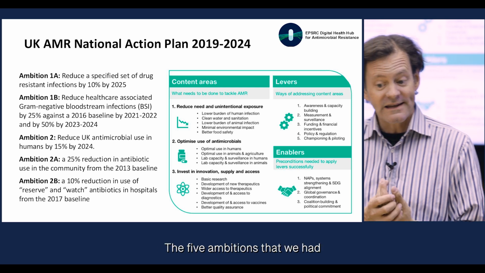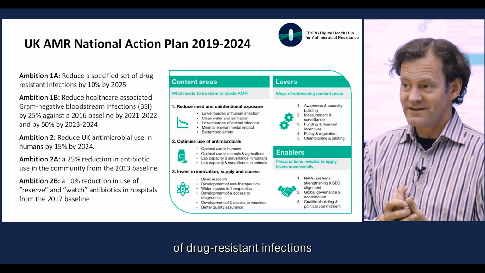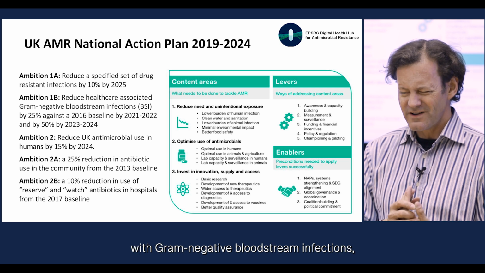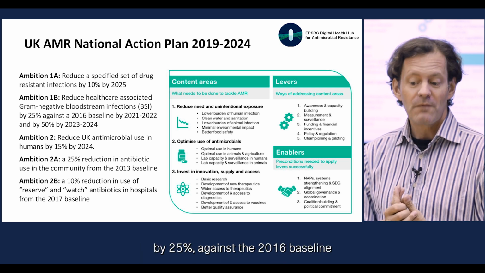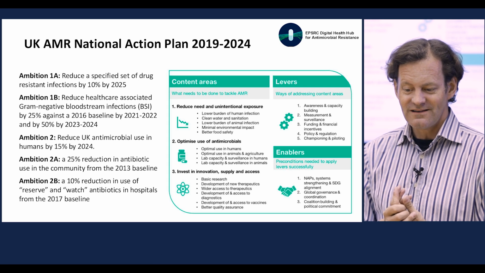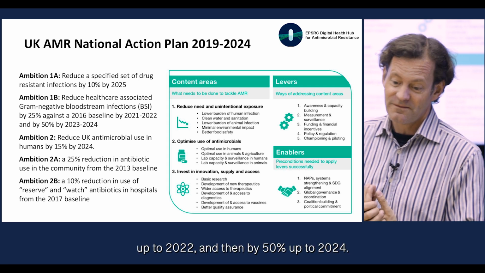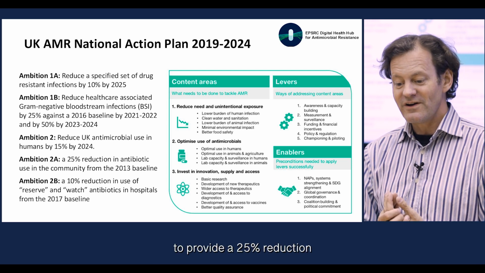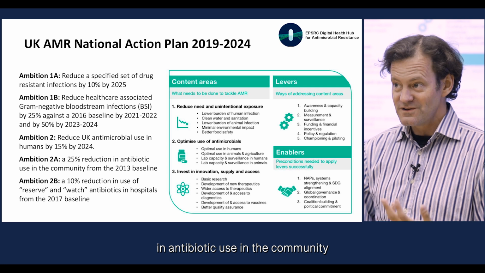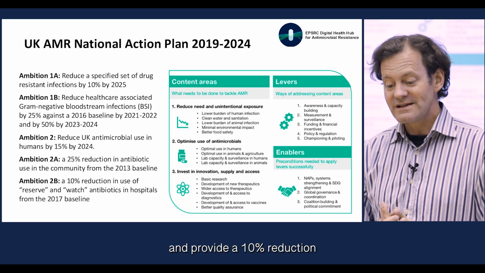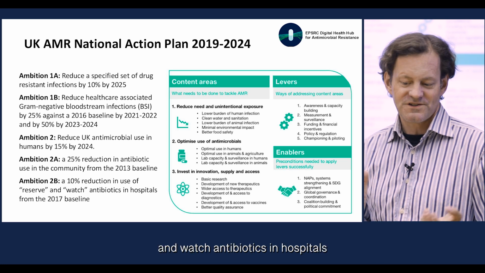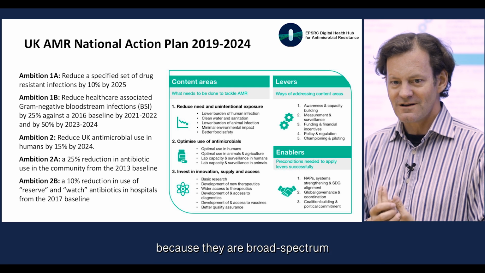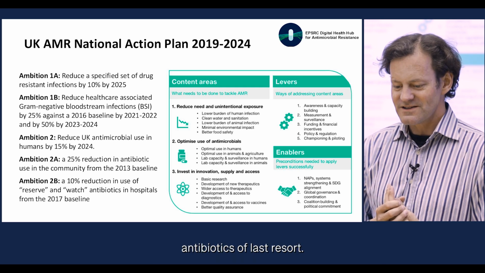The 5 ambitions that we had were to reduce a specified set of drug-resistant infections by 10% by 2025, to reduce healthcare-associated gram-negative bloodstream infections, those are the type of bacteria that live in our gut, by 25% against the 2016 baseline up to 2022, and then by 50% up to 2024. To reduce the UK antimicrobial use in humans by 15%, to provide a 25% reduction in antibiotic use in the community from the 2013 baseline, and provide a 10% reduction in the use of reserve and watch antibiotics in hospitals from the 2017 baseline. Those are antibiotics where we're most concerned about their use because they're broad spectrum and are sort of our antibiotics of last resort.